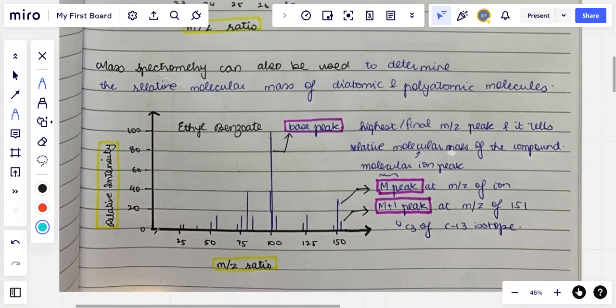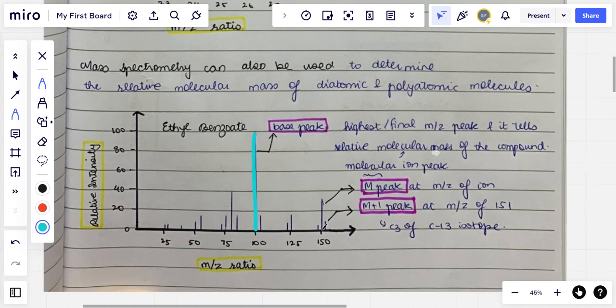So this is the mass spectrum for ethyl benzoate. Now the final thing I got was this. Now let's make deductions from here. This longest peak is called the base peak. So what does the base peak tell you? It tells you that something is in most abundance. So base peak, the most abundant molecule.